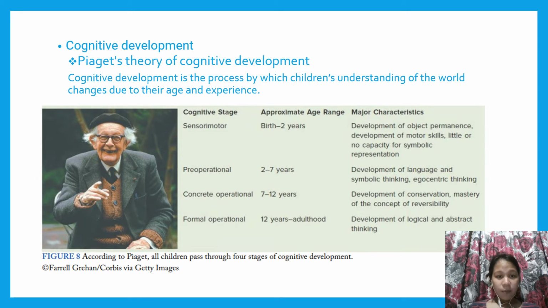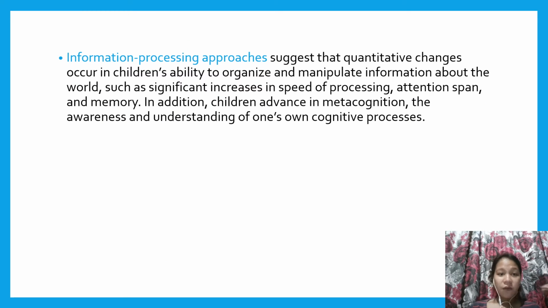This is Piaget's theory of cognitive development. This development is the process by which children's understanding of the world changes through their age and experience. Then there are the information processing approaches. This suggests that cognitive changes occur in children's ability to organize and manipulate information about the world.